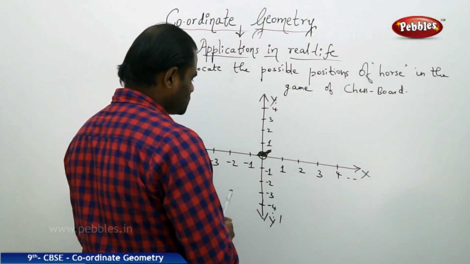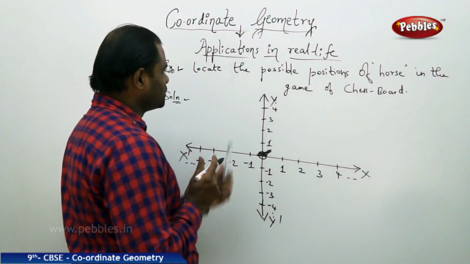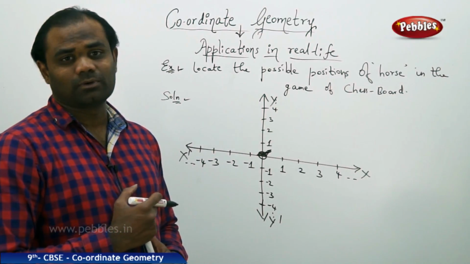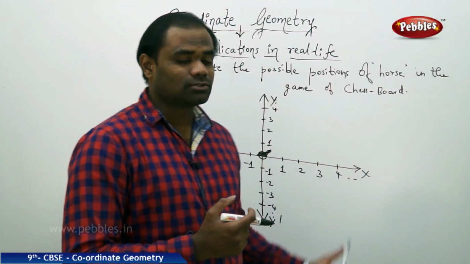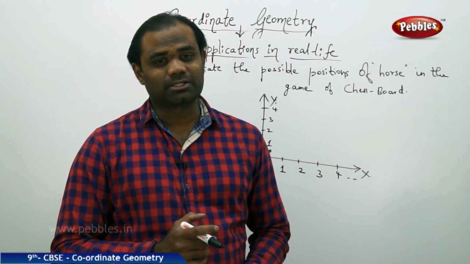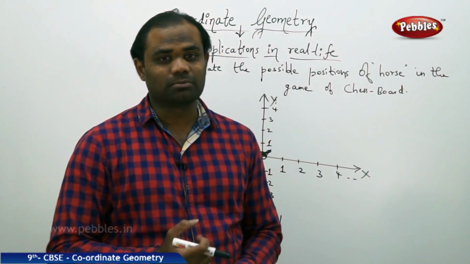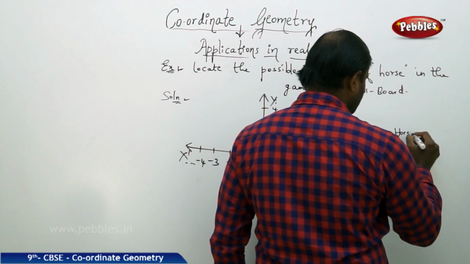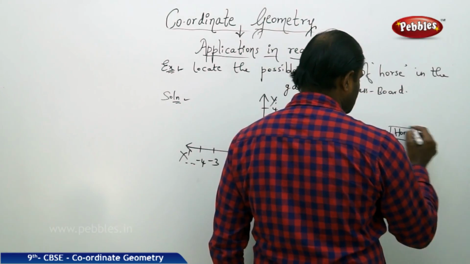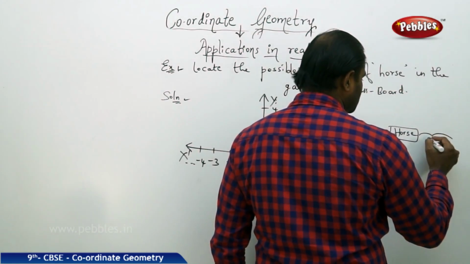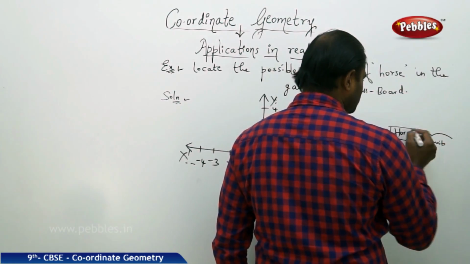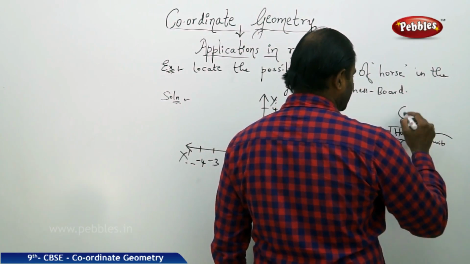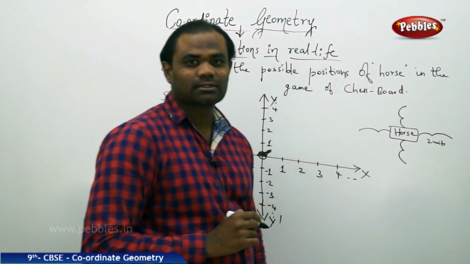With the horse on the initial position, I have to locate the possible positions of horse in the game of chessboard. Before we enter into solving this problem, let's try to understand the rule of the horse in the chessboard. We know that a horse in the chessboard moves with the rule: 2 units right or 2 units left or 2 units down or 2 units up, and then moves 1 unit next.